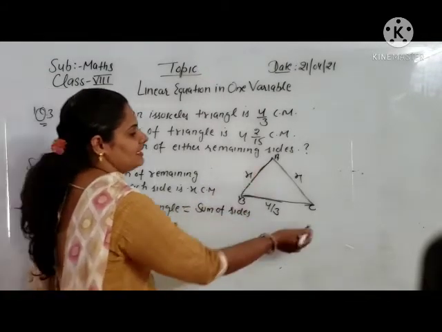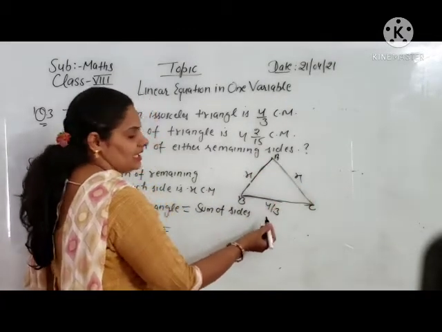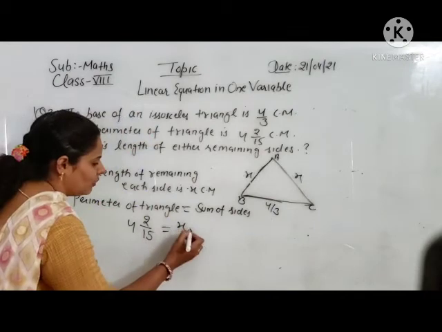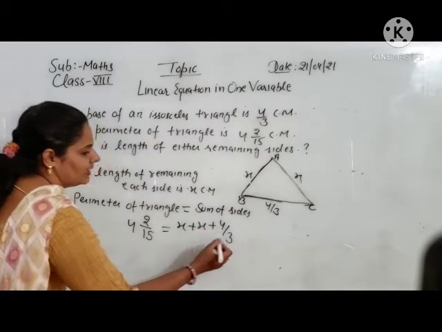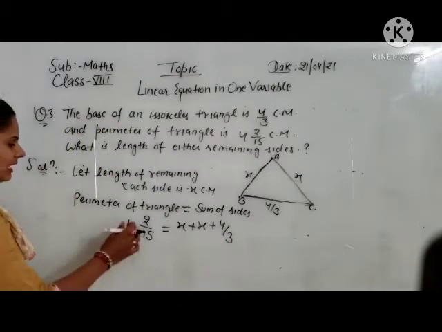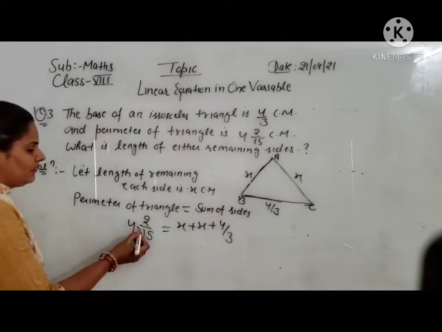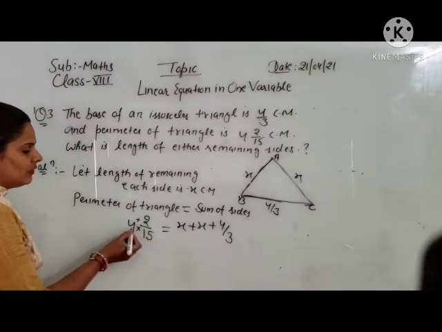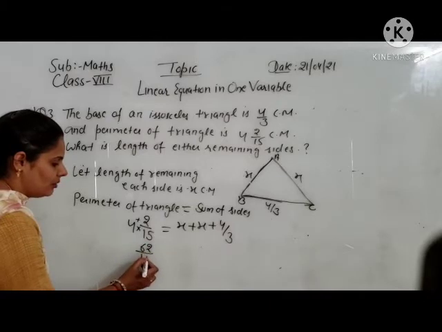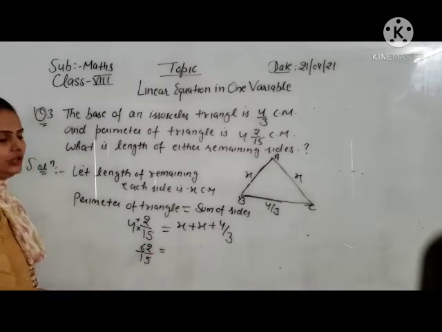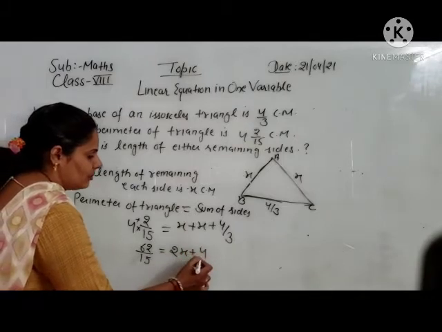So what are the sides in an isosceles triangle? This side is x, this one is again x, and this one is 4 by 3. So the sum of all the sides means x plus x plus 4 by 3. Clear? Now 4 2 by 15 is a mixed fraction, and you can solve it. How will you solve? 15 multiplied by 4 plus 2: 15 fours are 60, 60 plus 2 you will get 62 upon 15, is equal to x plus x, what will you get, 2x plus 4 by 3.